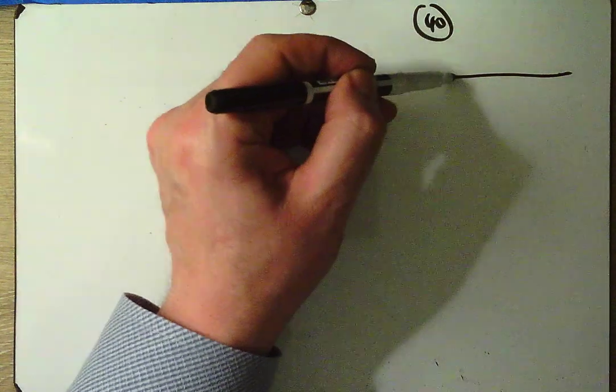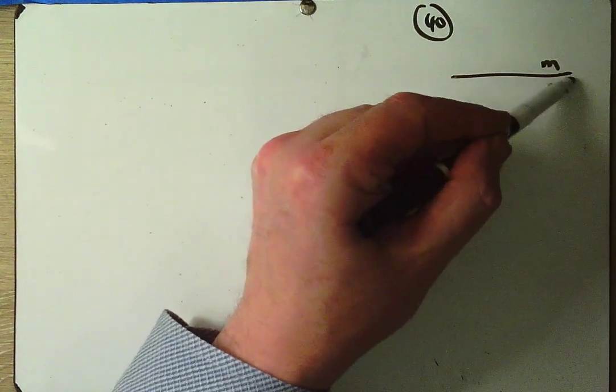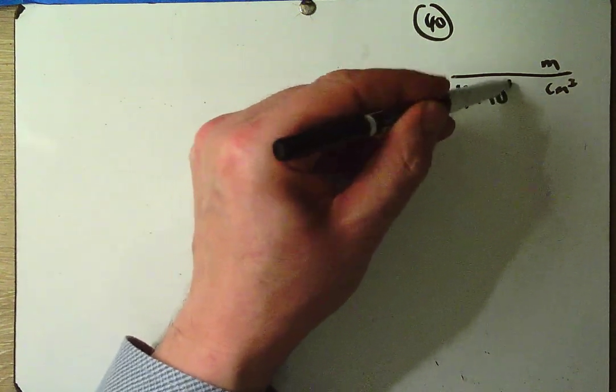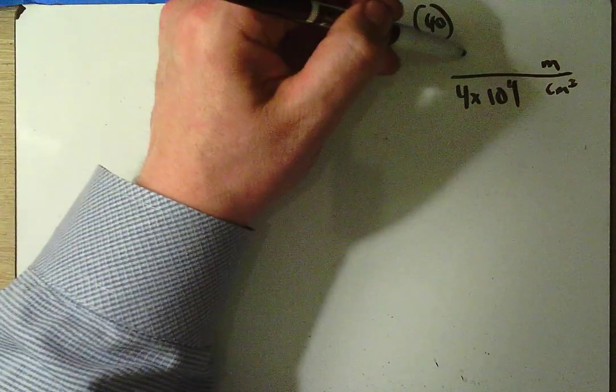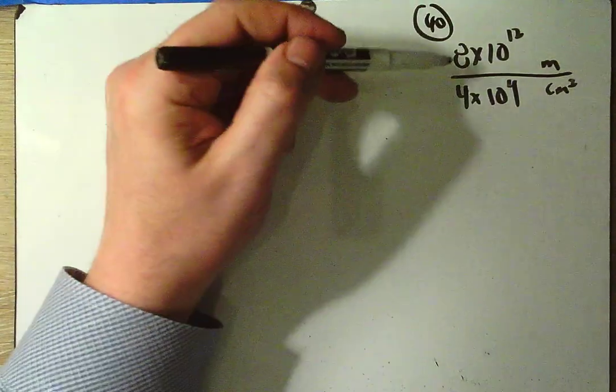Says there are 8 times 10 to the 12th hydrogen molecules in a volume of 4 times 10 to the 4th cubic centimeters. What's the average number of molecules per cubic centimeter? So they want molecules on top and they want cubic centimeters on the bottom. So 4 times 10 to the 4th goes on the bottom. 8 times 10 to the 12th on the top.